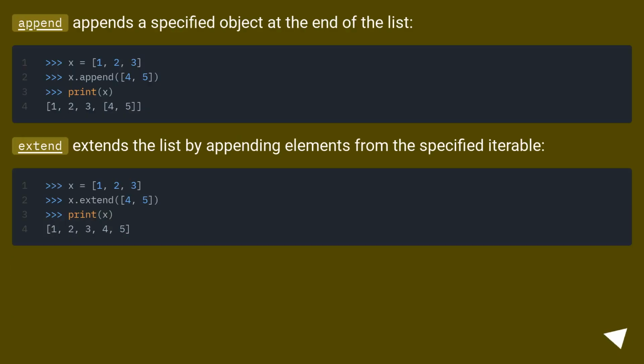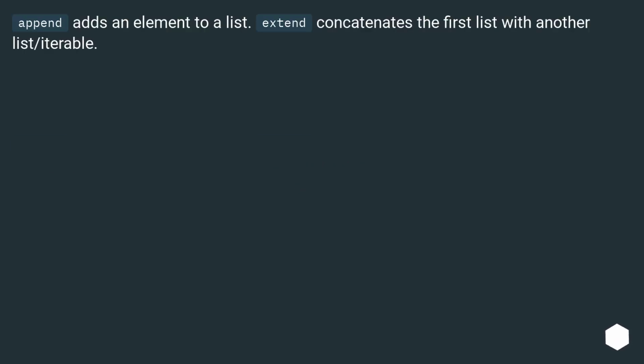Append appends a specified object at the end of the list. Extend extends the list by appending elements from the specified iterable. Append adds an element to a list. Extend concatenates the first list with another list/iterable.